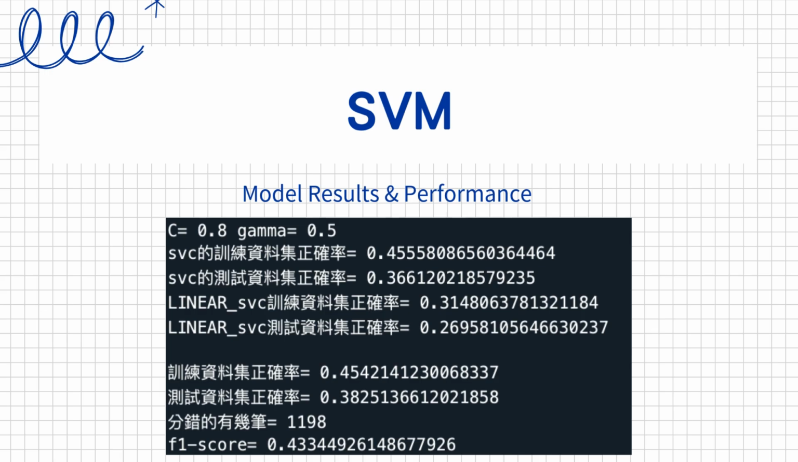Additionally, the final tuned SVM model achieved a training accuracy of 45.42% and a testing accuracy of 38.25%. The weighted F1 score for the final model was 0.4433, reflecting its performance across all classes.